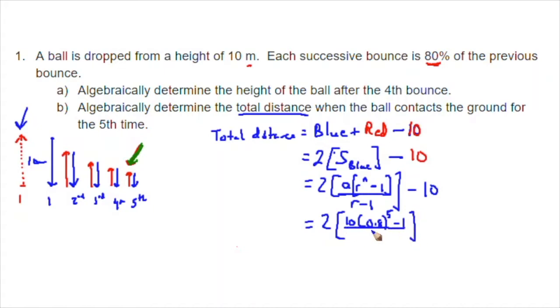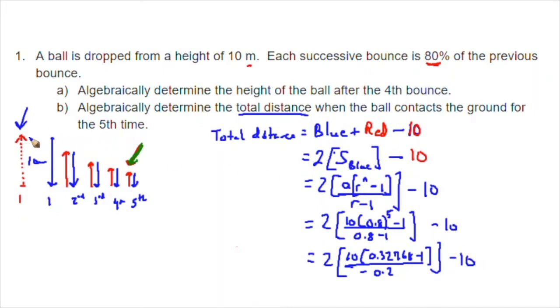And then that is over top of 0.8, the common ratio, minus 1, which ends up being 10 times, what is 0.8 to the exponent 5? This is 0.32768. Then subtract 1, and then we have that over our negative 0.2. That's 0.8 minus 1. And of course, we're going to be minusing 10 as well. And the minus 10 is this phantom red height. So we continue this on. Let's see if we can make it go over here. So I'm just going to put an arrow and it goes right to there.